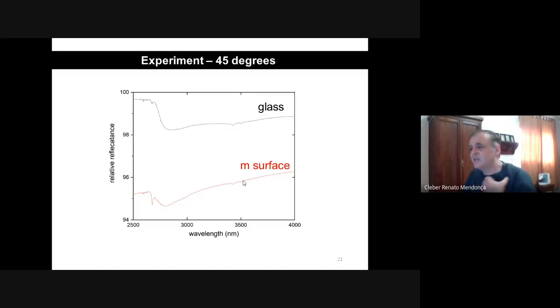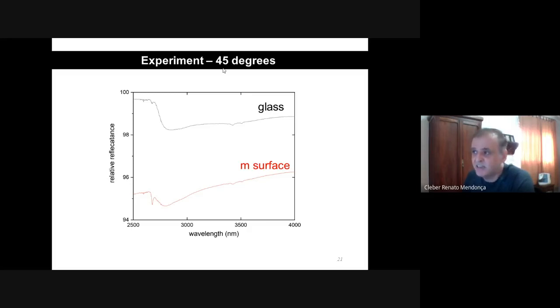It doesn't really look exactly like the modeling. We are still trying to understand what's going on with this experimental data, but for sure it decreases. So for sure now we have a material in which the reflectance is smaller than the reflection of the glass.